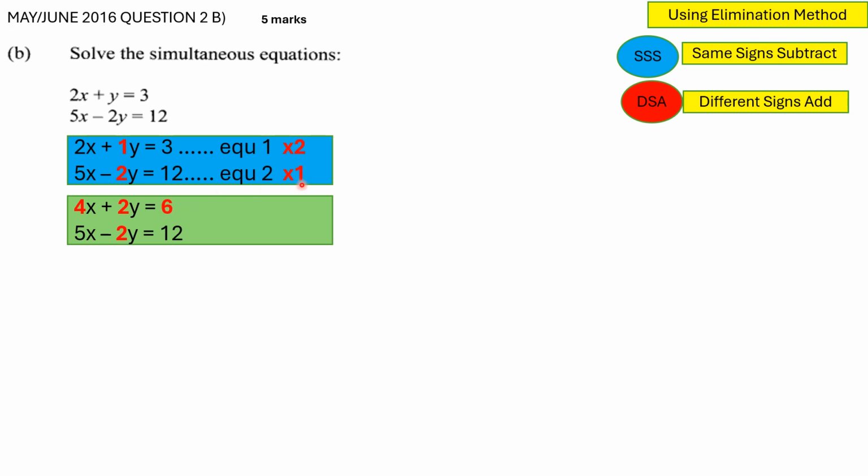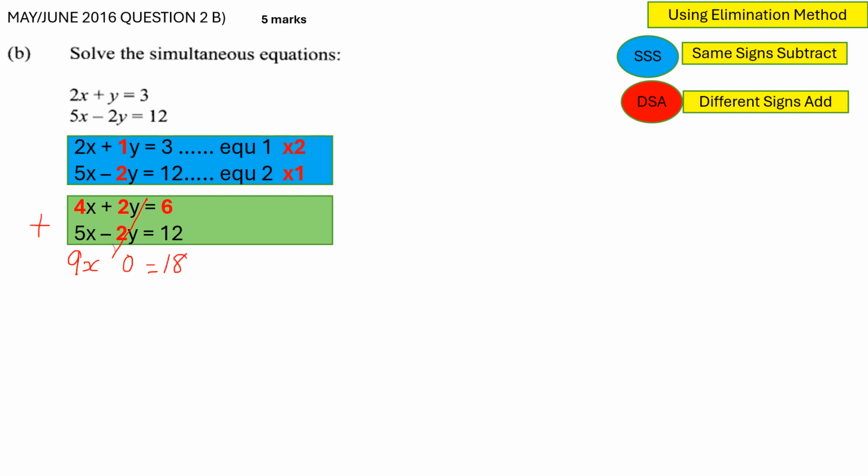Now when you multiply by 1, you're going to get back the same values, right? So 1 times 5 is 5, 1 times 2 is 2, and 1 times 12 is 12. So here we go. We're going to eliminate. So here, we're going to get 0. Remember, we're adding, okay? And 5 plus 4 is 9. So we're going to get 9x equals 12 plus 6, that is 18.